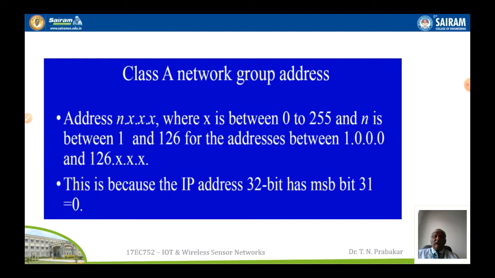And the first case, Class A network, will have a structure of n.x.x.x, where x is between 0 to 255 and n is between 1 to 126. This is because the MSB bit, that is bit 31, is always kept as 0. So the maximum value of n will vary from 1 to 126 only, right? So that is actually the maximum range available. The remaining XXX can vary from 0 to 255.